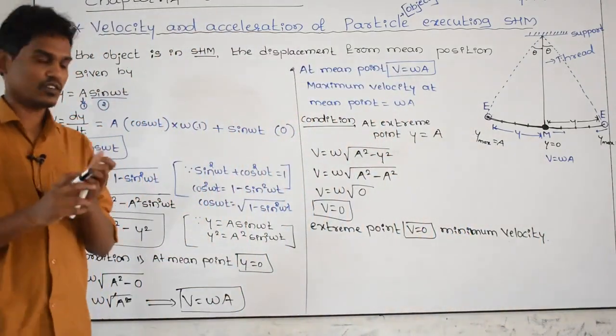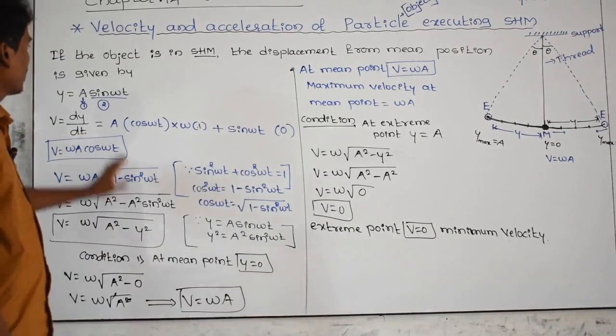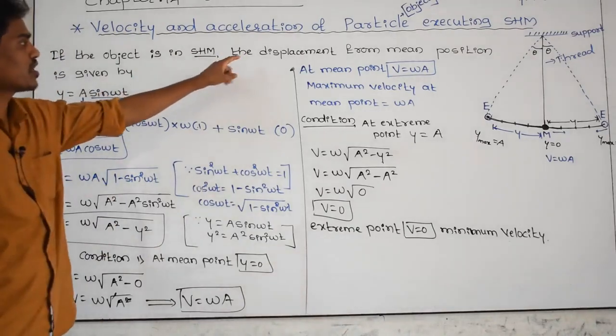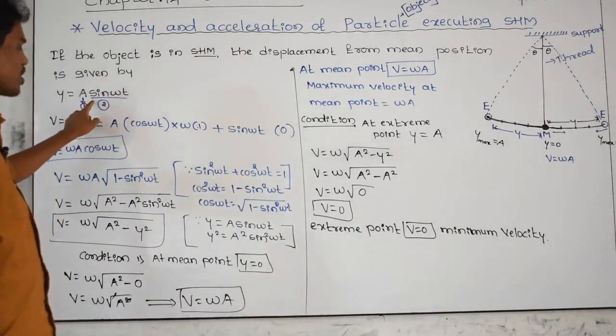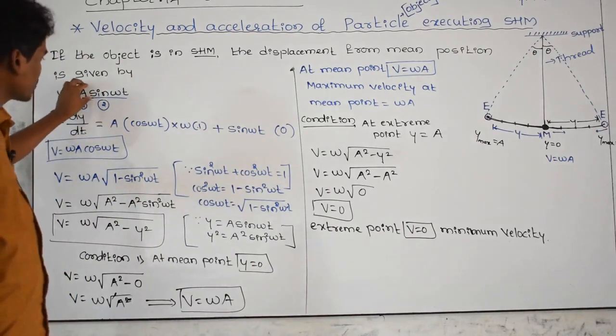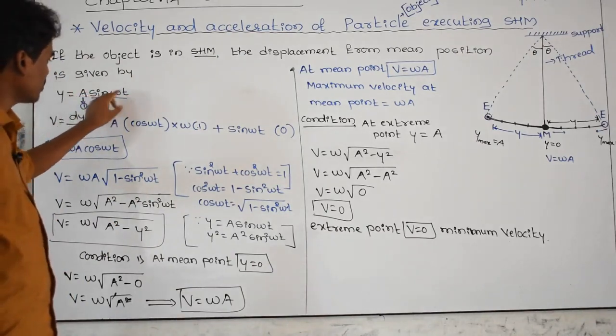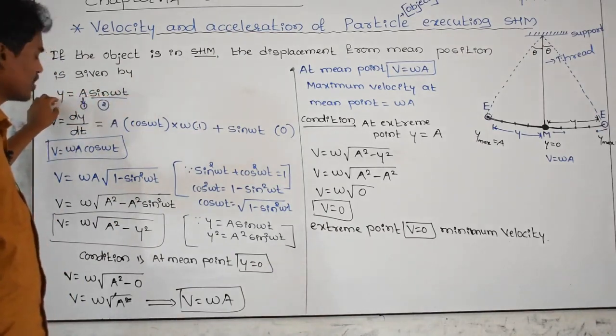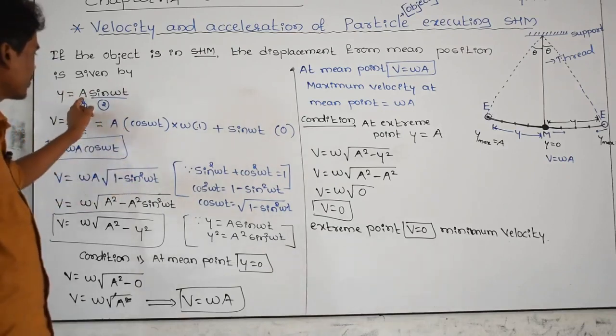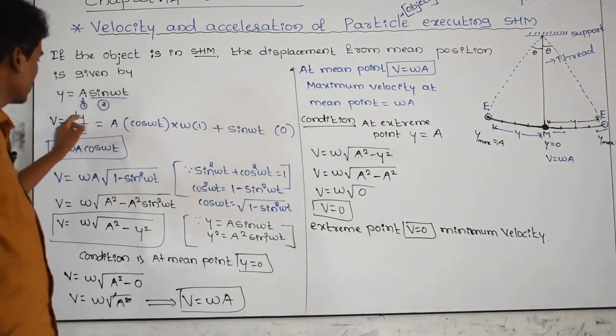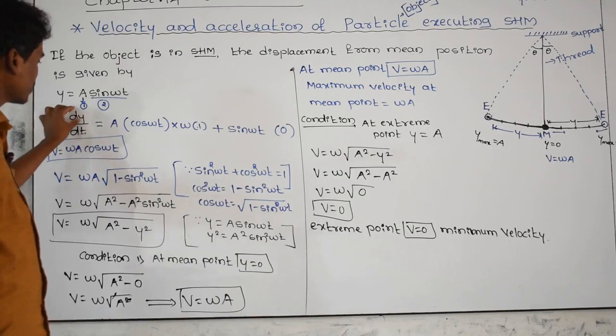Once again, don't confuse this one. The displacement of the object from the mean position is given by this formula. This is the first function, this is the second function, this is displacement. If you want to find out velocity, differentiate this one. Velocity is equal to rate of change of displacement with respect to time, dy by dt.